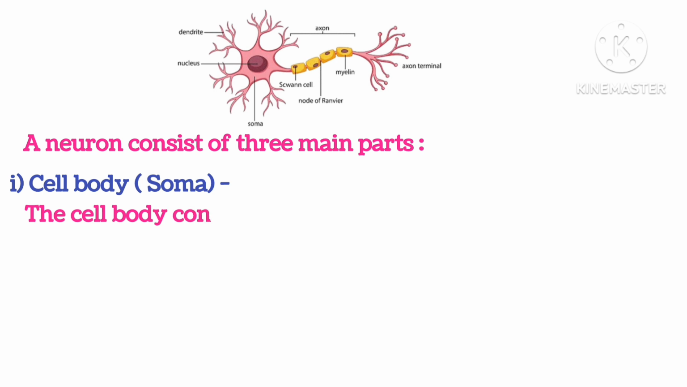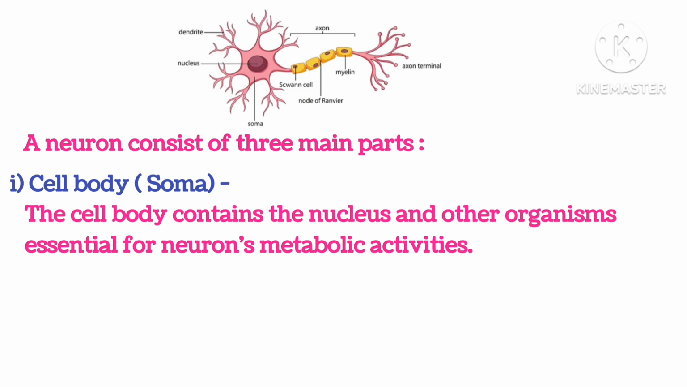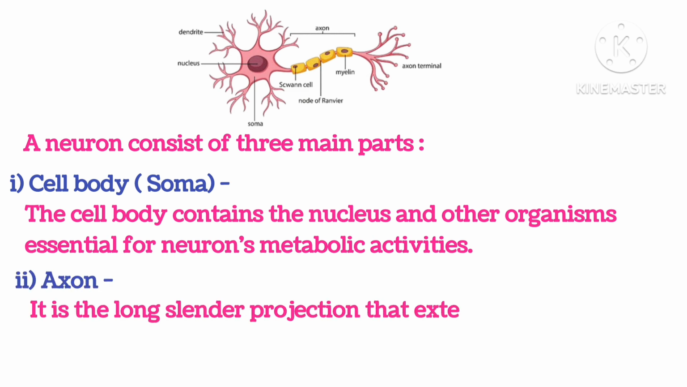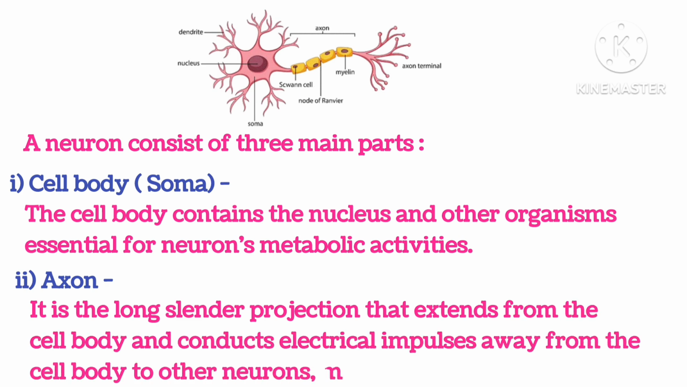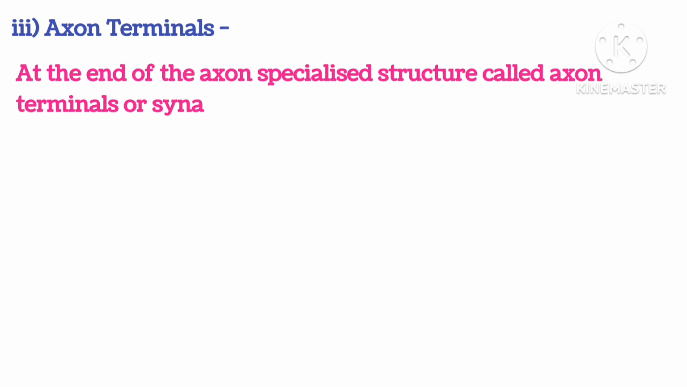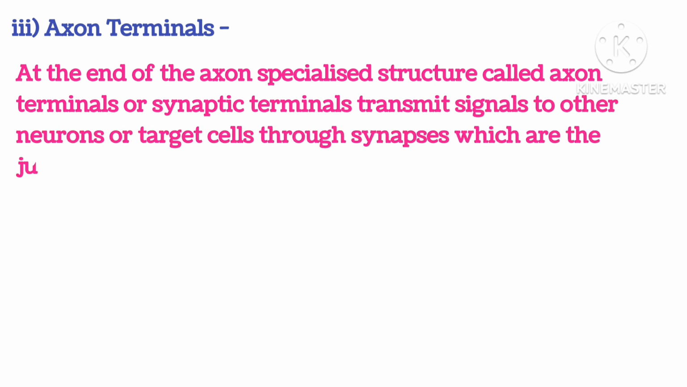Cell body, which is called soma. The cell body contains the nucleus and other organelles essential for the neuron's metabolic activities. Axon. It is the longest slender projection that extends from the cell body and conducts electrical impulses away from the cell to other neurons, muscles and glands. Axon terminals. At the end of the axon are specialized structures called axon terminals or synapses. Terminals transmit signals to other neurons or target cells through synapses, which are the junctions between the neurons.